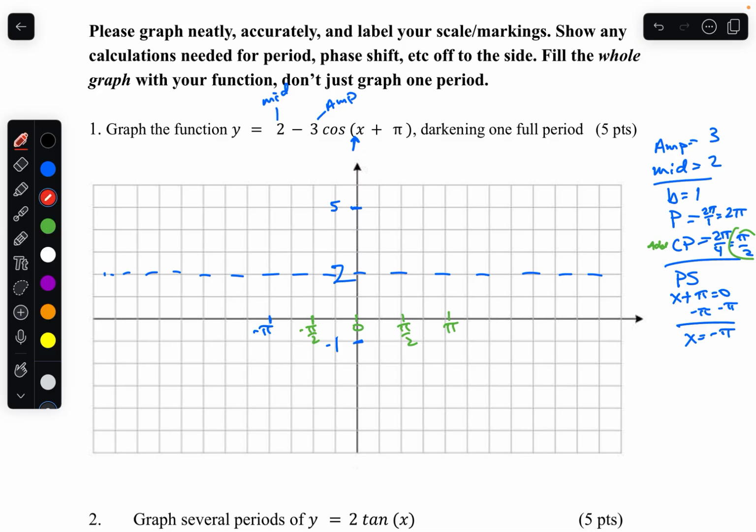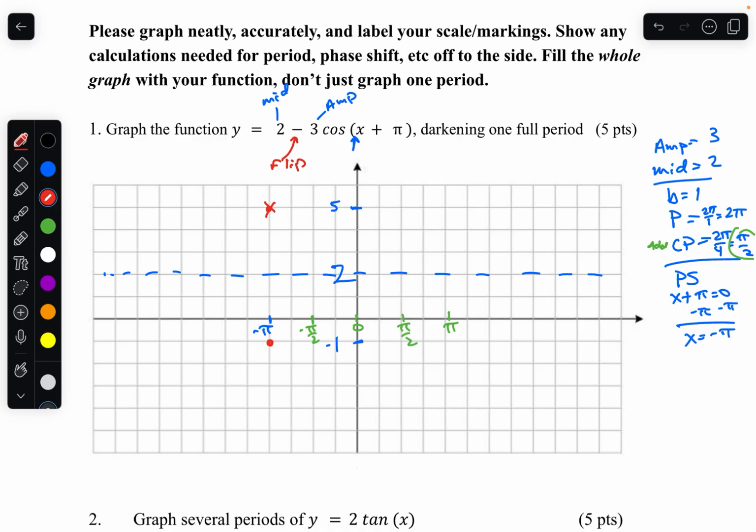Now, because it's a cosine curve, I go to the first critical point, and I'm going to put a dot at the maximum. But in this case, we have this flip. So we always report the amplitude as a positive, in this case, +3, and then we have to flip it. So we're not going to start at the maximum this time. I'm actually going to start at the minimum because we flip it top to bottom.